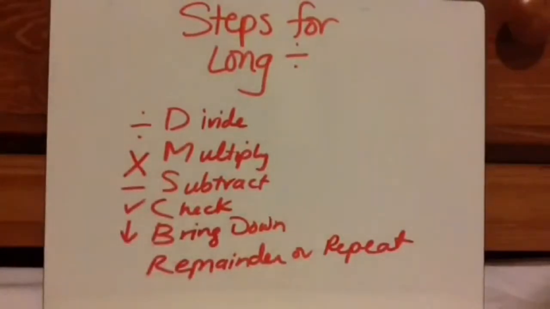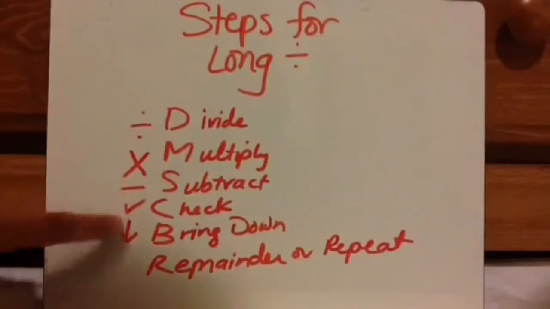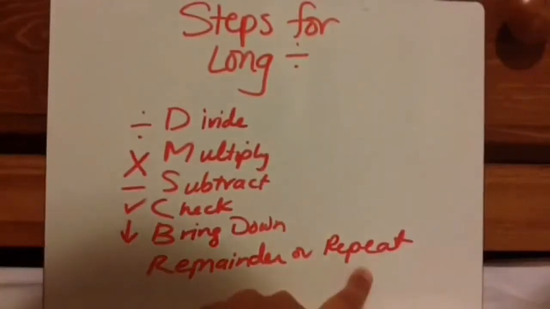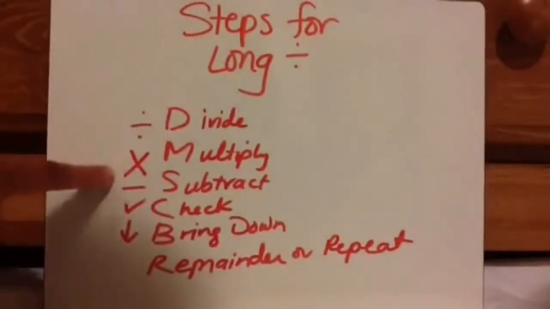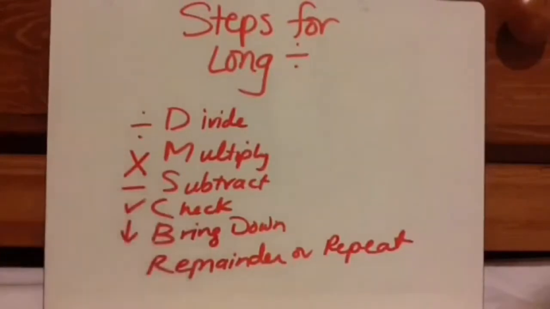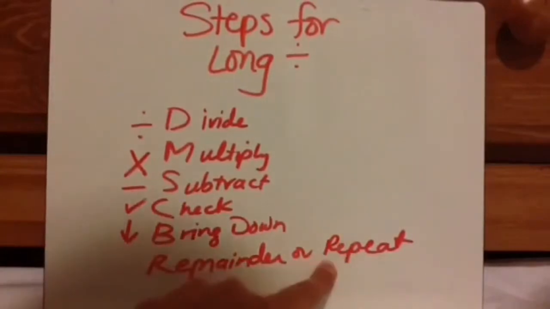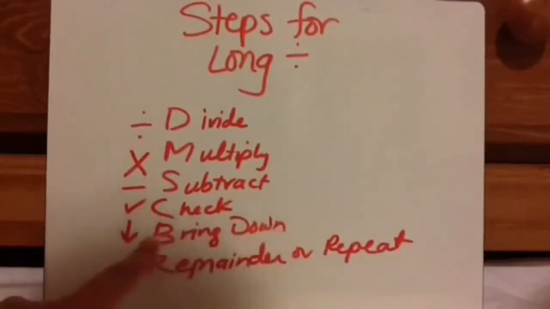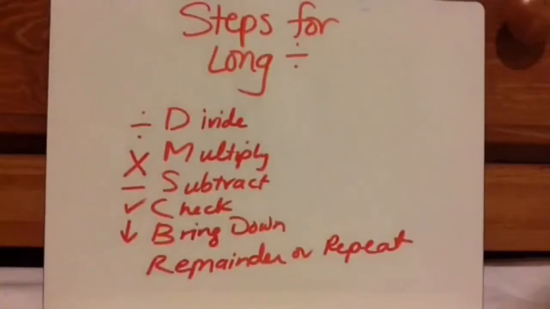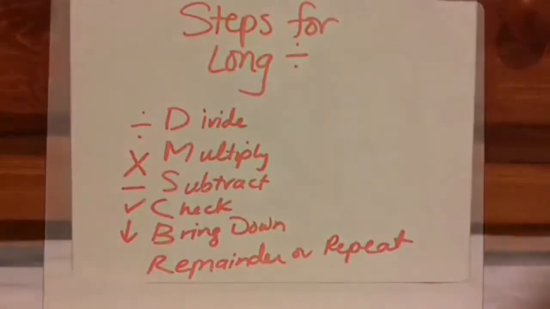If you have to go through the steps again, you're going to do divide, multiply, subtract, check, bring down. Repeat your steps, and then you'll do divide, multiply, subtract, check, bring down, and then it'll be remainder. But if you end up repeating again, you go through it again. You keep repeating until you have nothing left to bring down, and then it's your remainder. You're going to be hearing me use that terminology again and again through the video, so just be familiar with it. Long division is very easy. It's the same steps over and over.